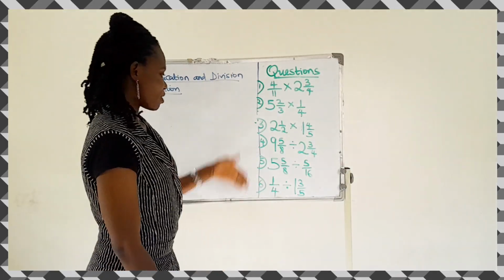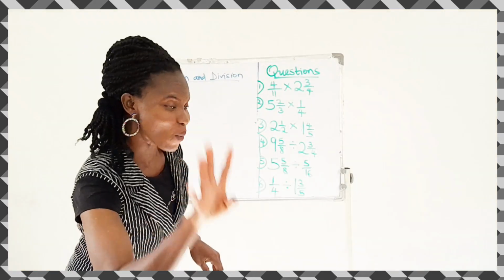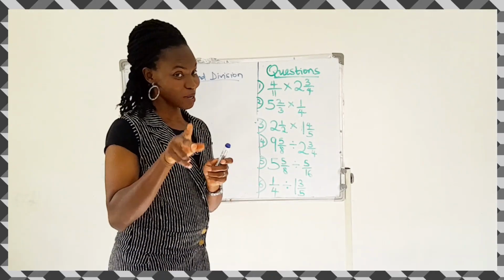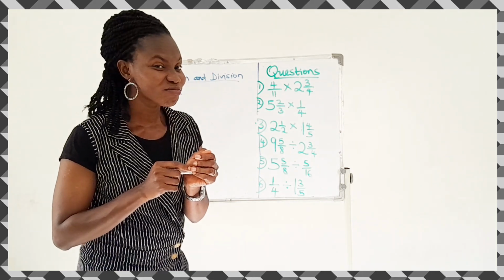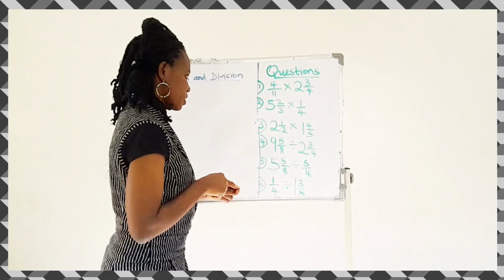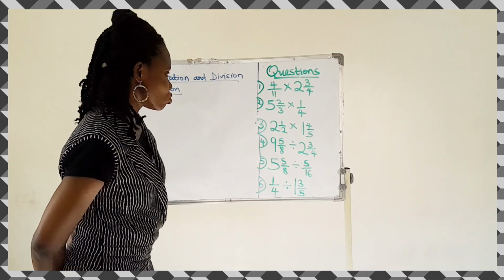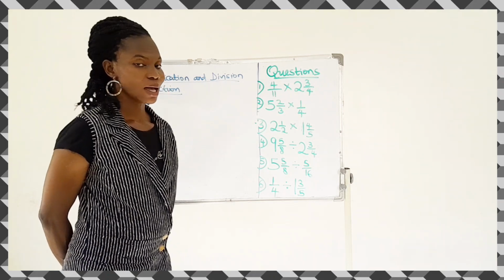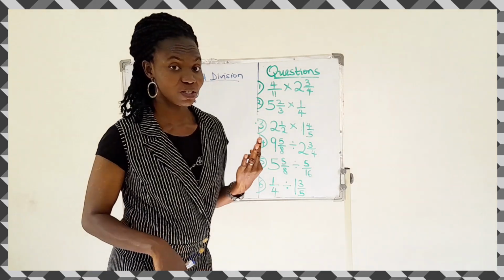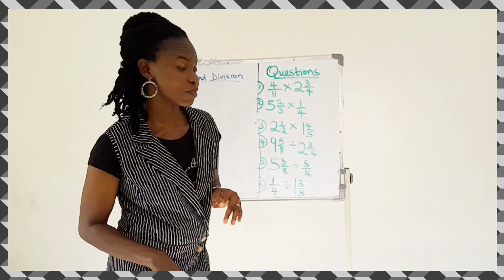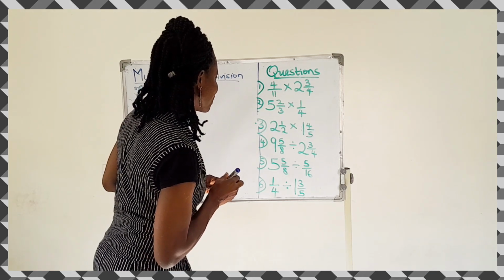So as usual, we have 6 questions here. I'm going to answer 4 and then I'll give you 2. The remaining 2, you will do as your classwork or your assignment. So for the multiplication, we have 3 questions under multiplication and 3 questions under division. So I'll leave 1 for you. Which one do I leave for you now?